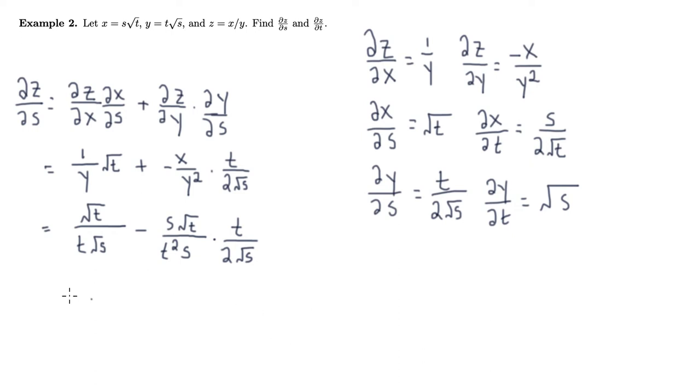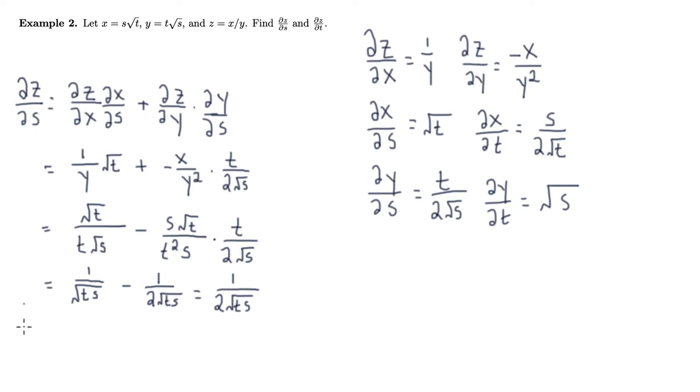Okay, so what do we have here? Well, this is going to be 1 over, I am left with the square root of t on bottom, so square root of ts, and then minus, s cancels, one of the t cancels, another square root of t cancels, minus 1 over 2 square root of ts, which is actually just equal to 1 over 2 square root of t times s.